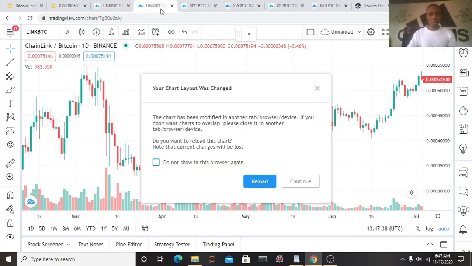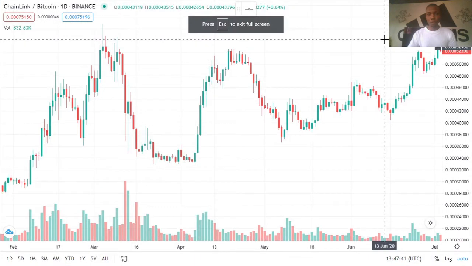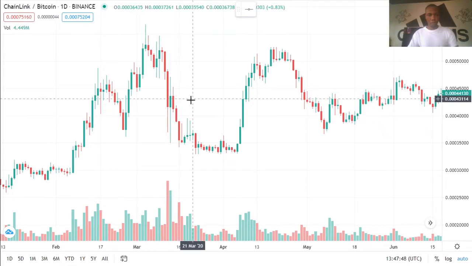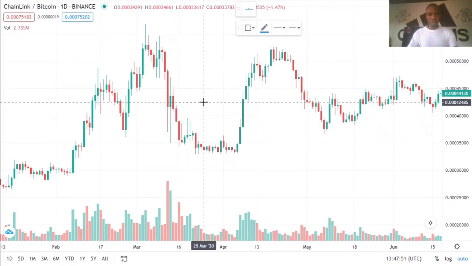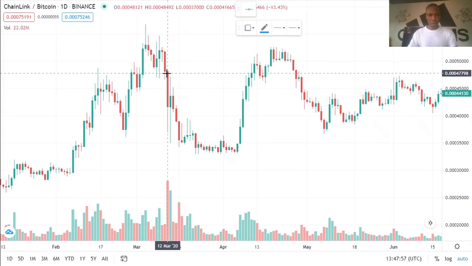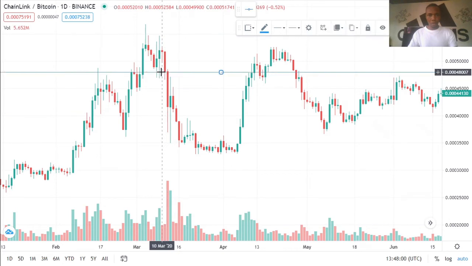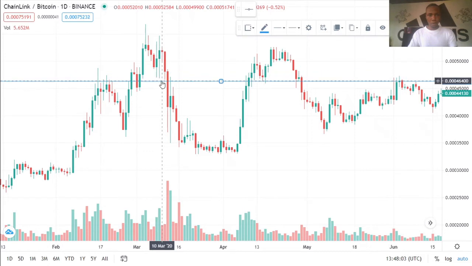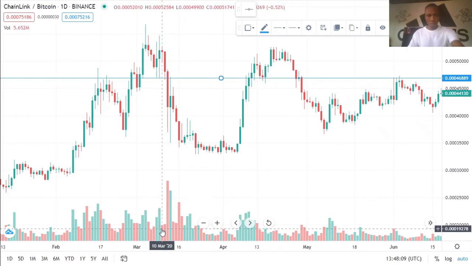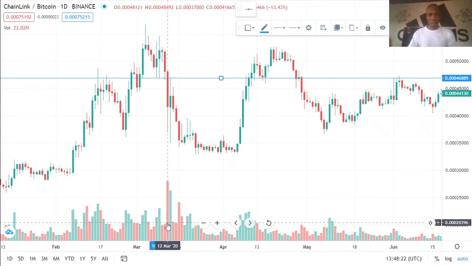Let me take this part as my support level, for example. Let me put it here. Now, guys, you can see that this coin is coming down, right? As it gets to this pattern, the volume increases as the price is coming down. You can see what happened: it broke the support level and keeps on going down. So that's how it works.